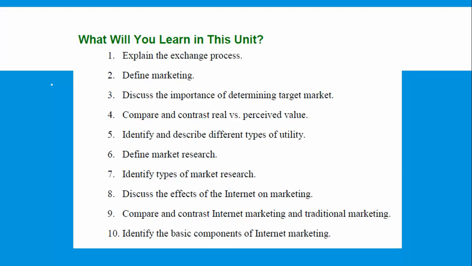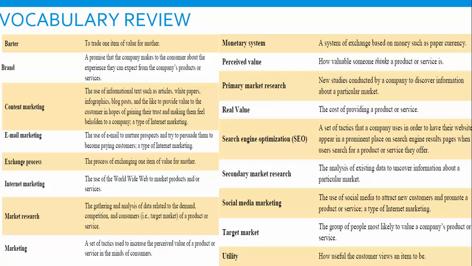Here are the 10 goals, or the 10 what will you learn statements that you can find in the beginning of your unit. So you're going to know what the exchange process is, tell me what marketing is, discuss the importance of determining the target market, like what's the target market for a certain product, compare and contrast real versus perceived value, and we're going to do that by looking at different types of utility. We're going to look at market research, which is research done in order to determine the marketing value of an item. Identify types of market research and discuss the effects of the internet on marketing. And lastly, you're going to compare internet marketing versus traditional marketing and tell me what the components of internet marketing are.